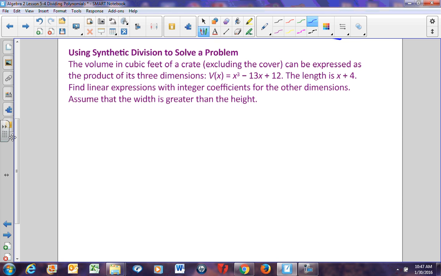Okay, so I already know that the length is x plus 4. So if I take this length of x plus 4 and divide it into the volume, remember, volume is length times width times height, or length times width times depth, however you want to express it. I know that if the length is x plus 4, it has to be a linear factor. It has to divide in. So I'm going to take the negative 4 and divide it into x, excuse me, not x squared. 1, negative 13, and 12.